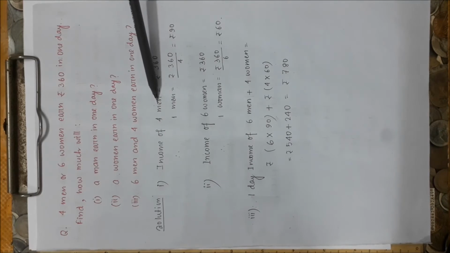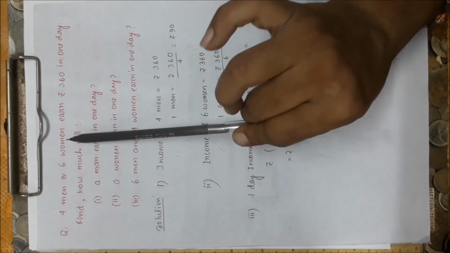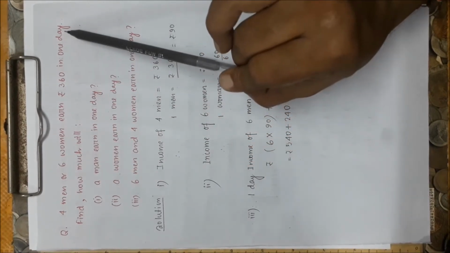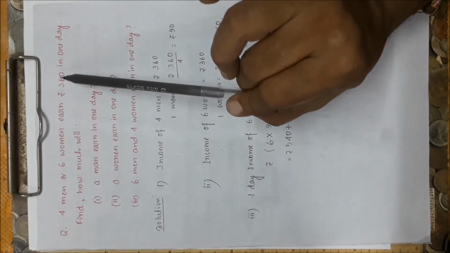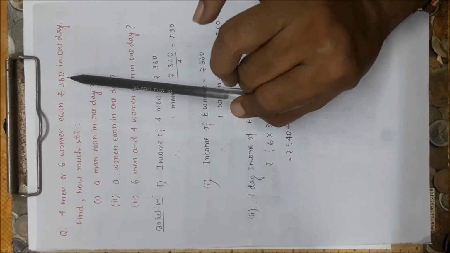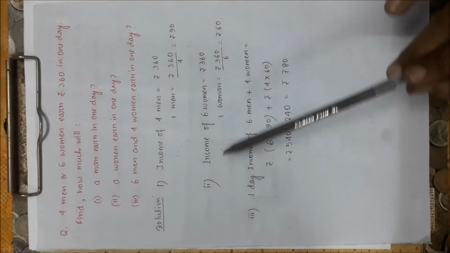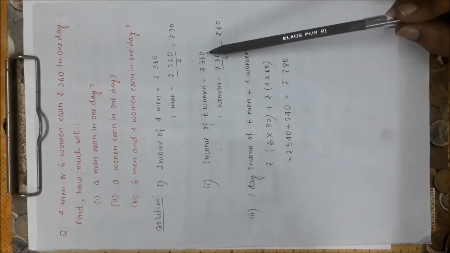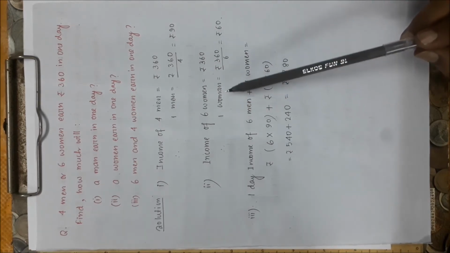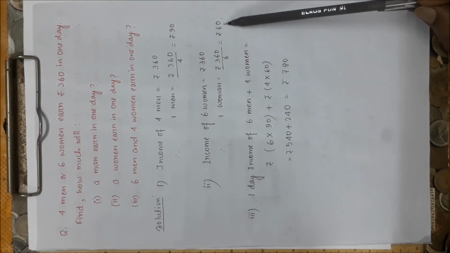So income of 4 men is equal to 360, because if you read the sum, 4 men or 6 women earn rupees 360 in 1 day. That means income of 4 men in 1 day is given as 360, and income of 6 women in 1 day is given as 360. So income of 4 men is given as 360. Therefore income of 1 man is equal to 360 by 4 equals 90 rupees. Similarly, income of 6 women is given as 360 rupees. Therefore income of 1 woman is equal to 360 by 6, rupees 60.